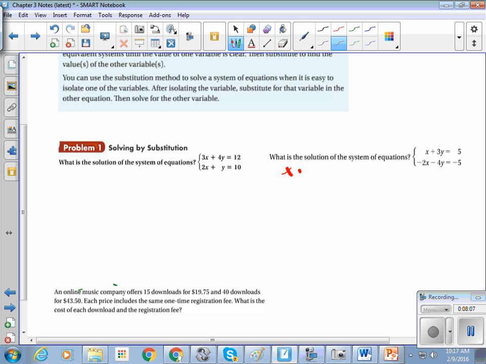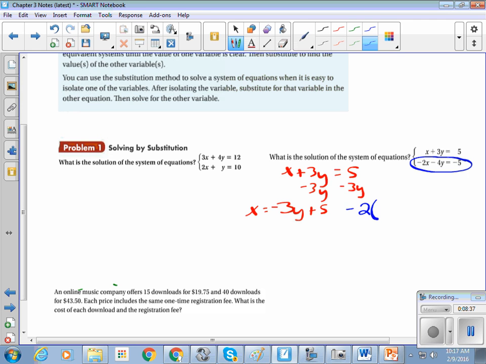So my x plus 3y equals 5. I'm going to subtract 3y from both sides. So x is equal to -3y plus 5. I'm going to take my second equation. I'm not going to take my first equation and plug it in because then I will just get a redundant statement. So I'm going to take my second equation, and instead of x, I'm going to put in -3y plus 5.